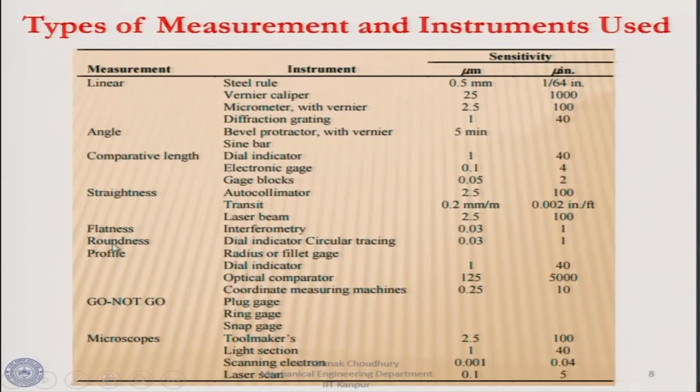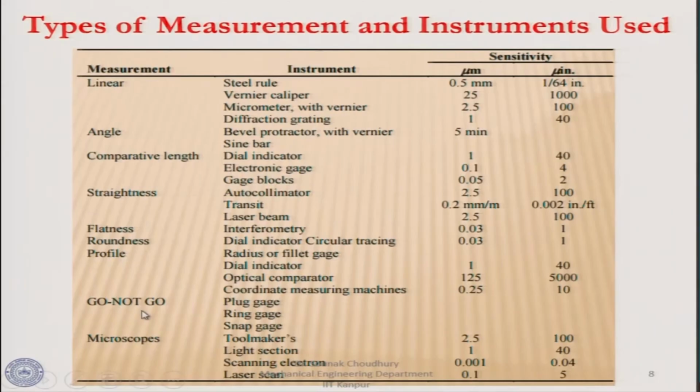Now, the roundness is measured by the dial indicator, circular tracing, all right, and the profile can be measured by the radius or fillet gauge, dial indicator, optical comparator, coordinate measuring machine, and so on. Coordinate measuring machine is a very specific one. This is very expensive and very accurate. These kinds of machines are used to get the points, the coordinates, for a 3-dimensional body or the 3-dimensional figure.